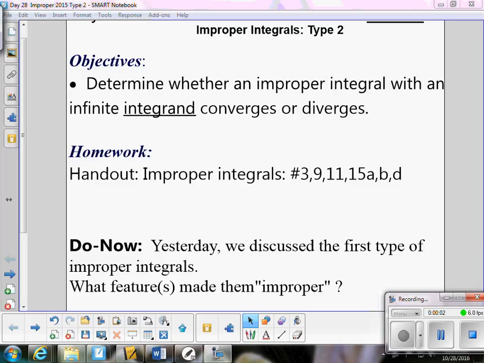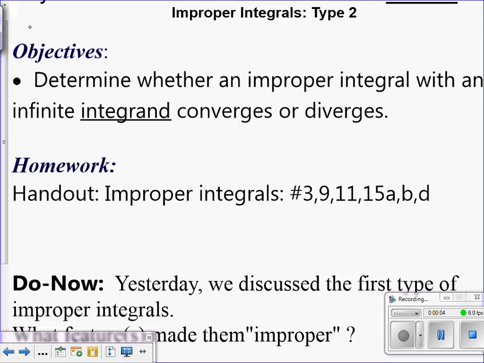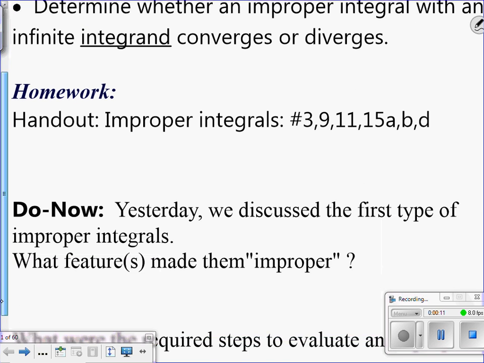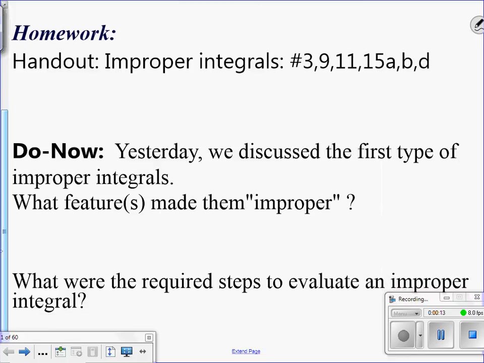Yay, okay, we haven't done this in a while. Got the right answer. Yes. Okay.